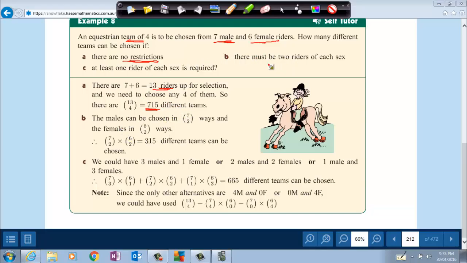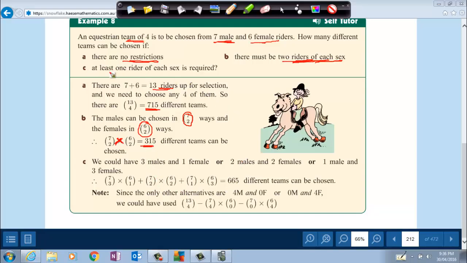Part B, if we must have 2 riders of each sex, so we need to have 2 males and 2 females, then the ways of choosing the males would be you've got to get 2 from the 7, and we've got to get 2 from the 6 for the females. Now we need both of those, 2 males followed by 2 females, so it's an and, 2 males and 2 females, so we use the multiplication from the product principle, and so it's 315 different teams.